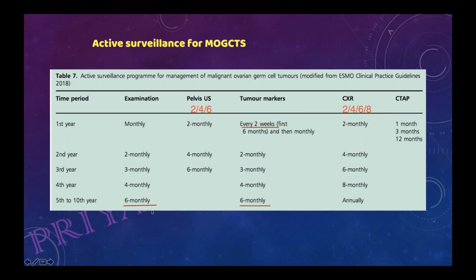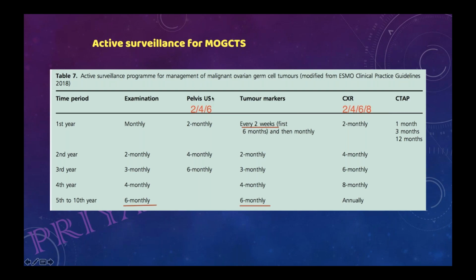So though it is very difficult to remember, a few things you can see, like examination and tumor marker. If you see them together, in the first year it is monthly, second year it is 2 monthly, third year it is 3 monthly, fourth year it is 4 monthly, and from fifth to 10th year, it is 6 monthly. So it is according to the year, and the same is the number of months. So you can remember it this way, because a question may come, because the talk is new.